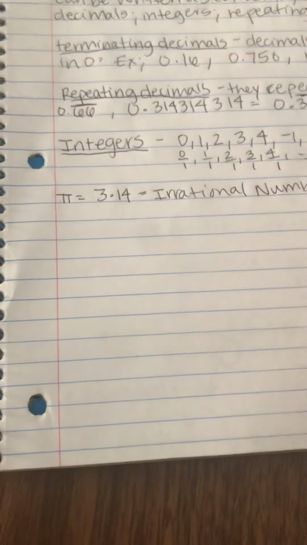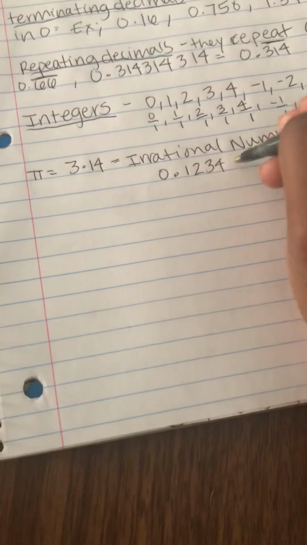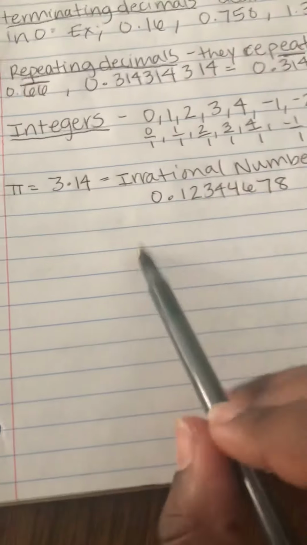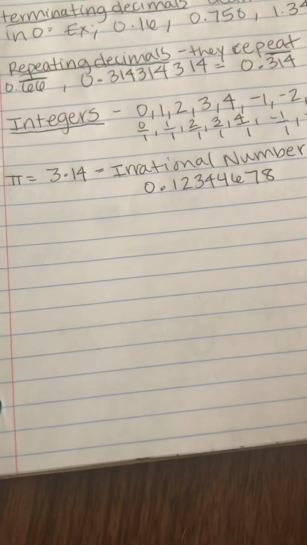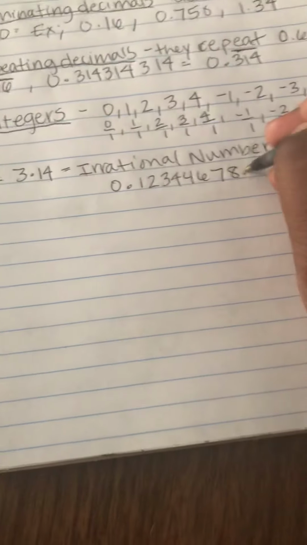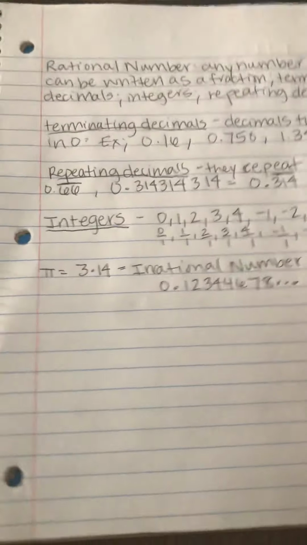So let's just make up a number. This would also be an irrational number: 5, 4, 6, 7, 8. Notice it does not repeat. It does not terminate. It just goes on and on and on. So that would be considered an irrational number.